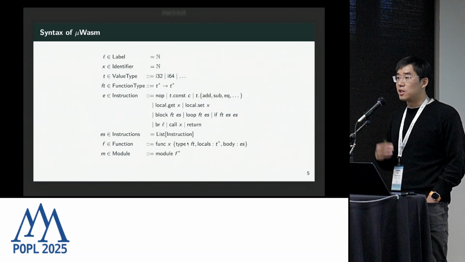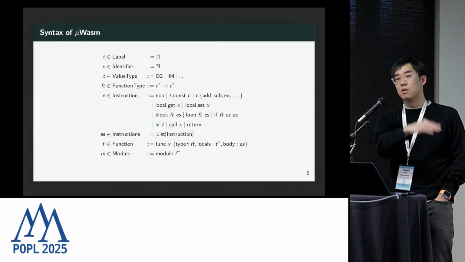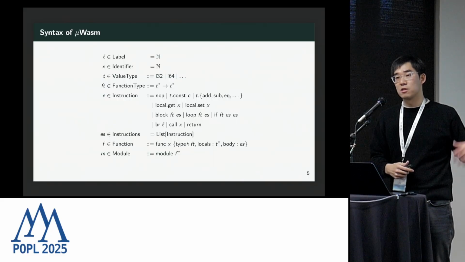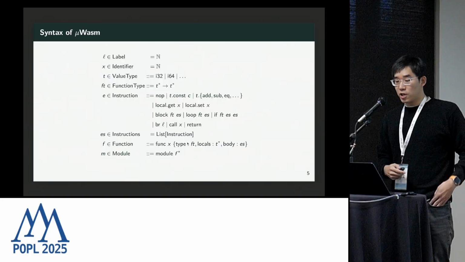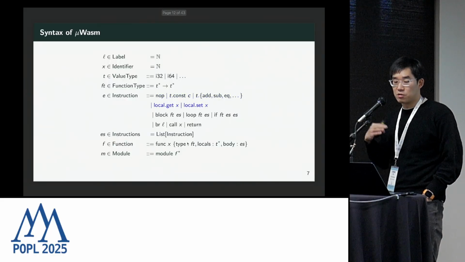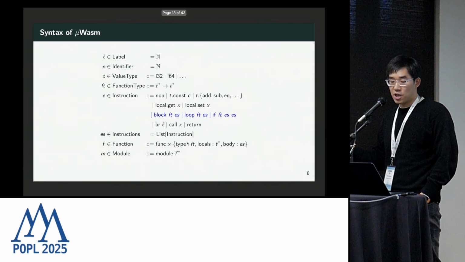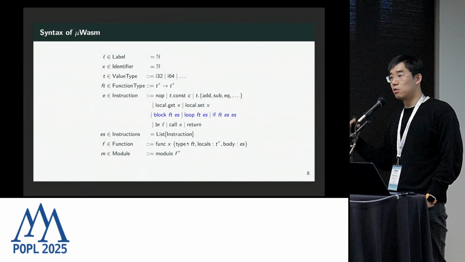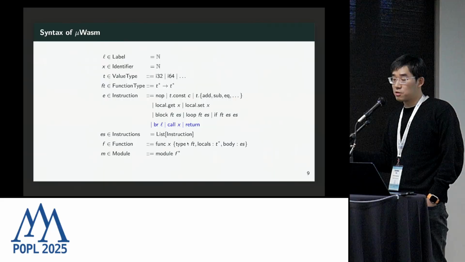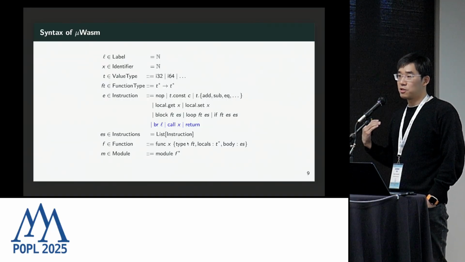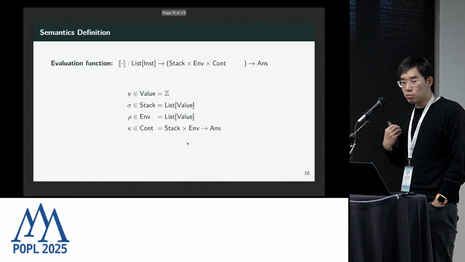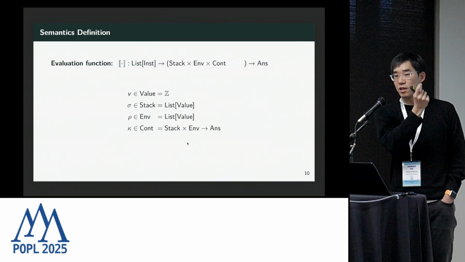Now, before going into the details of the semantics, I just want to quickly go through a subset of WebAssembly where we have labels and identifiers as natural numbers, and those ordinary data types. And for instructions, we have those instructions manipulating the stack. We have instructions to get and set local variables, instructions for structured control flow: the block, loop, and conditionals. We also have branching, function call, and return. The function body basically contains a list of instructions, and the top level of a module is just a list of functions.